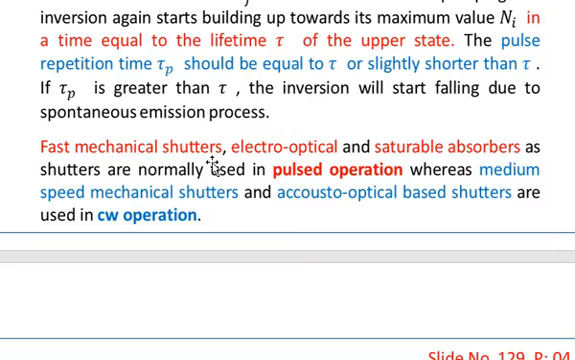Fast mechanical shutters, electro-optical shutters and saturable absorbers are the shutters which are normally used in pulsed operations, whereas the medium speed mechanical shutters and the acousto-optical based shutters are used in continuous wave laser operations. And these Q switching techniques have been explained in the previous slide, that is, slide number 128.